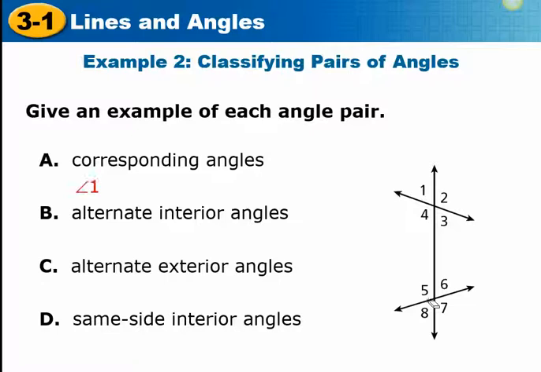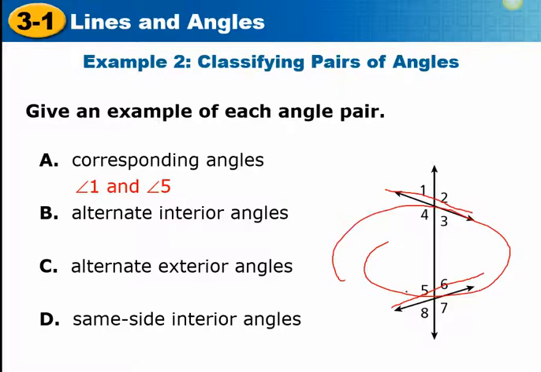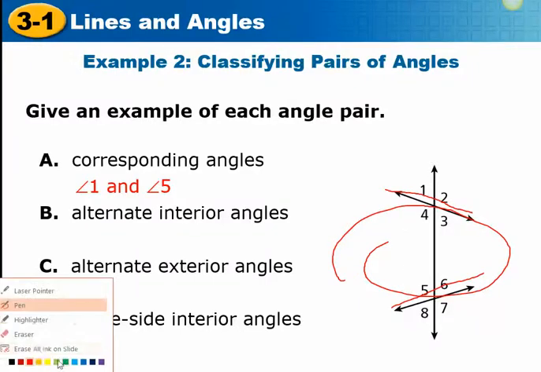And then the next one says alternate interior. There's not as many choices for alternate interior. We have to pick opposite sides of the transversal, and they have to lie inside the lines, so in this region here. So we could do 3 and 5, or we could do 4 and 6. Those are our only options for alternate interior, not as many.